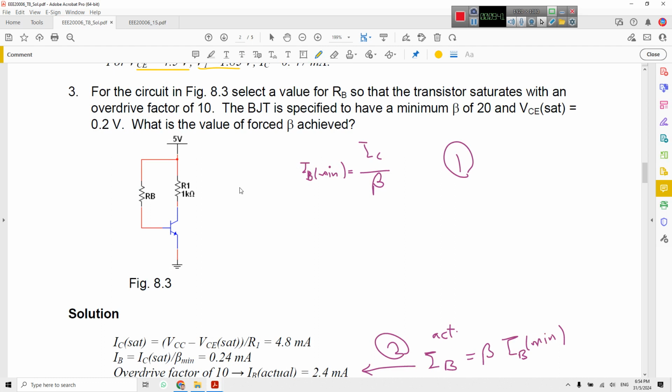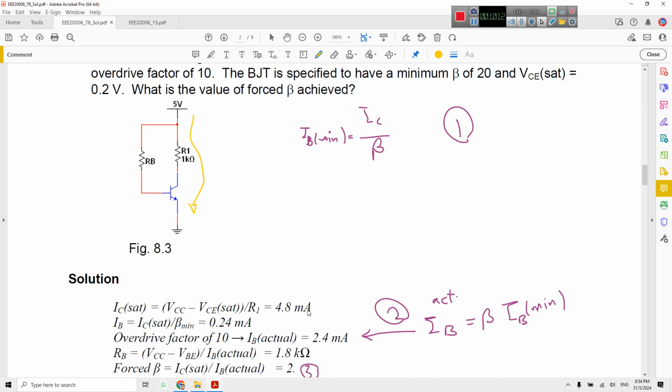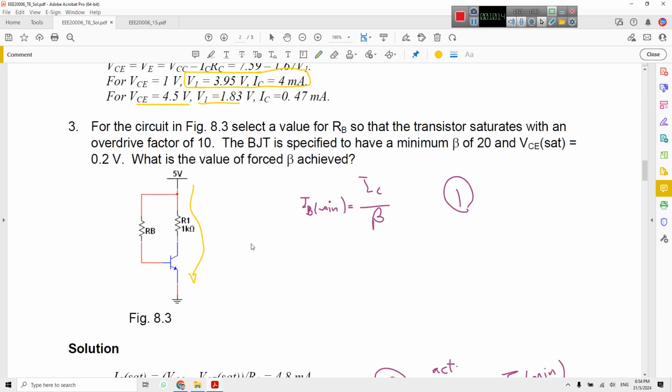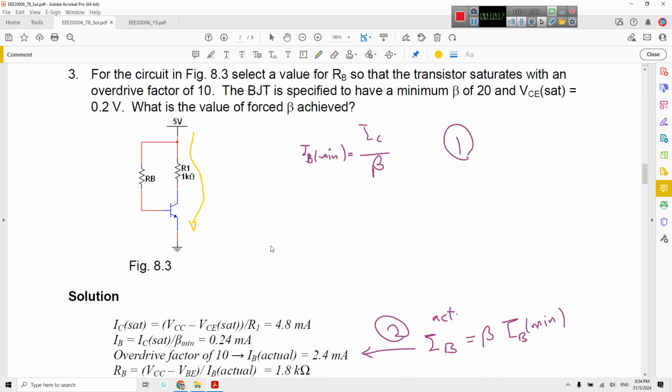So in the first step, step 1, you have to find the minimum IB, which is IC over beta. So beta is given here. IC can be calculated from this equation, from here to here. So VCC minus RC IC. Then ISAT, meaning IC in saturation, is given by 4.8 milliamp. Then as we know, beta equals 20.